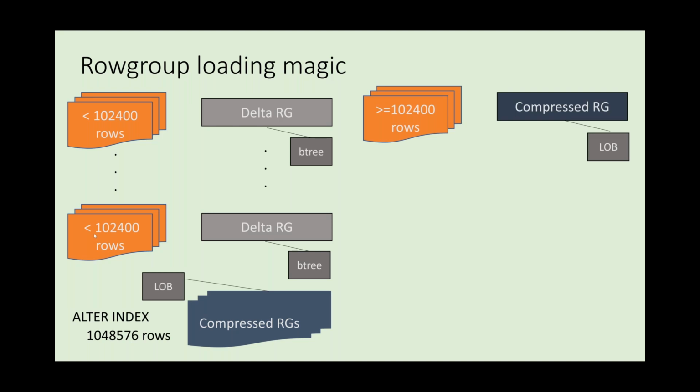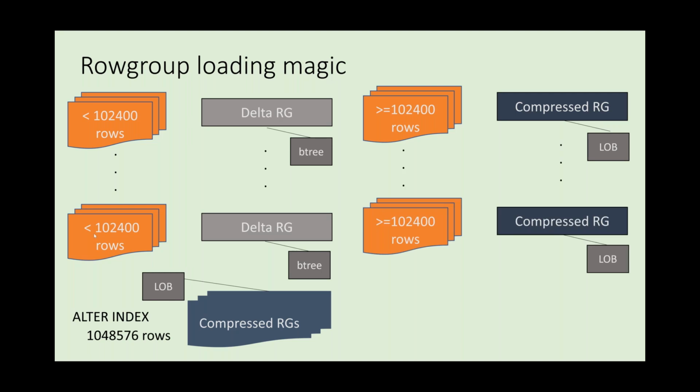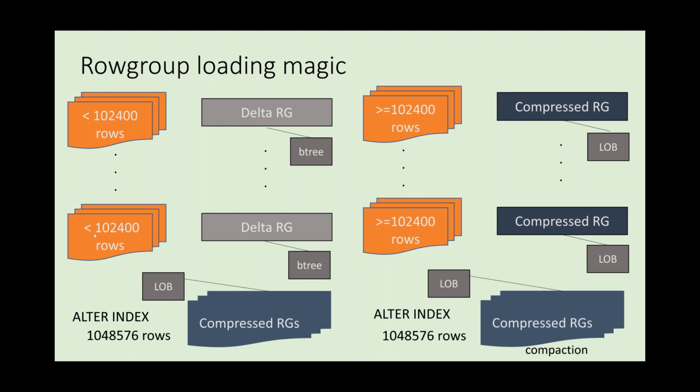If you insert more than 102,400 rows, but less than the 1,048,576, you get a compressed row group immediately, and then you get the next compressed row group, but they contain not all possible values, and therefore you get theoretically less compression, or practically you get less compression. If you do an alter index later on, everything gets nicely reorganized into the right thing again. But same as when you move the row store into the compressed row groups, while this alter index rebuild index is happening, access to the table is pretty much not possible.